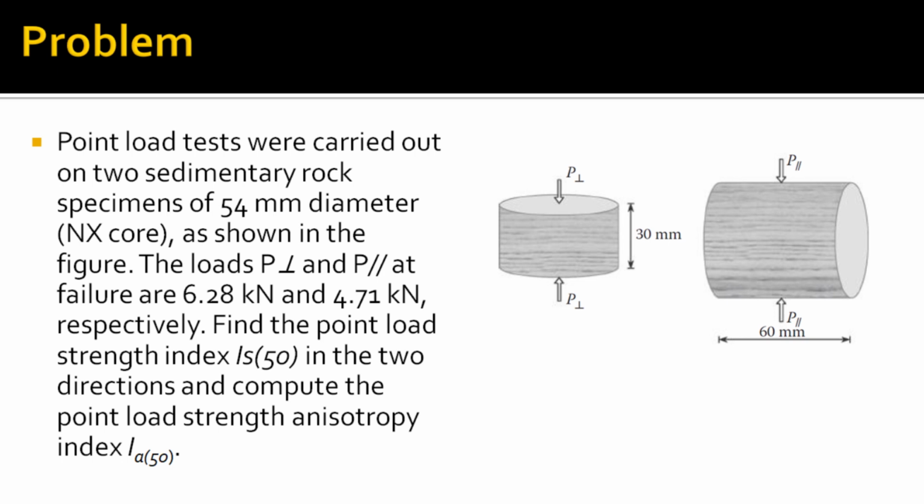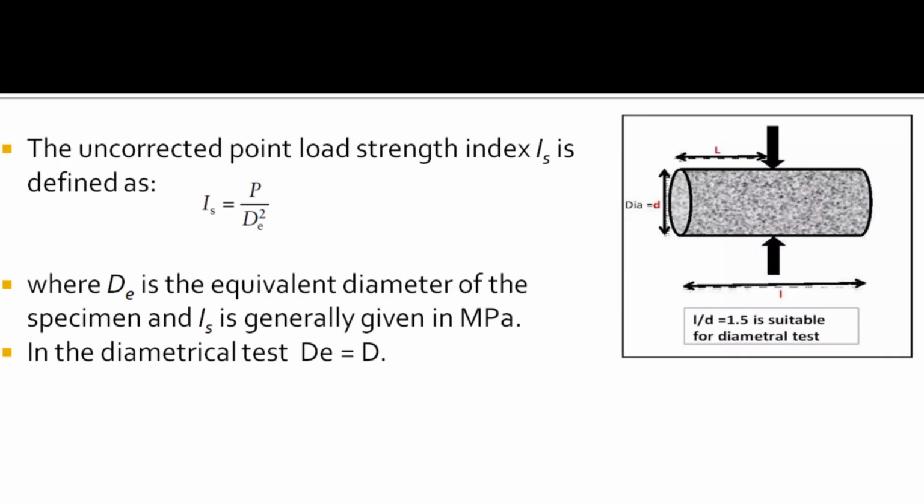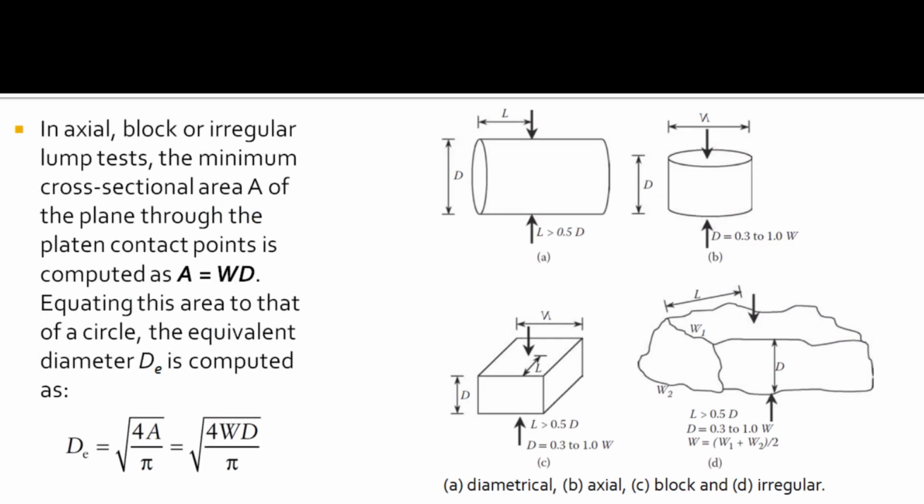Now, I have a problem for you. Here, you need to assess the disparity in point load strength when a cylindrical rock core sample has been tested axially and tested diametrically. As you remember, the formula for calculating the point load strength is P by De squared. And De, the equivalent diameter in case of a diametrical test, is equal to the diameter of the core sample. However, in the axial test, you need to find the equivalent diameter.